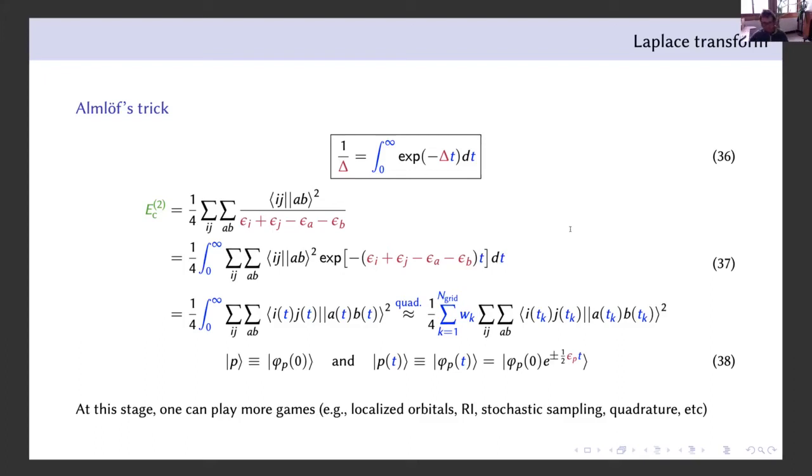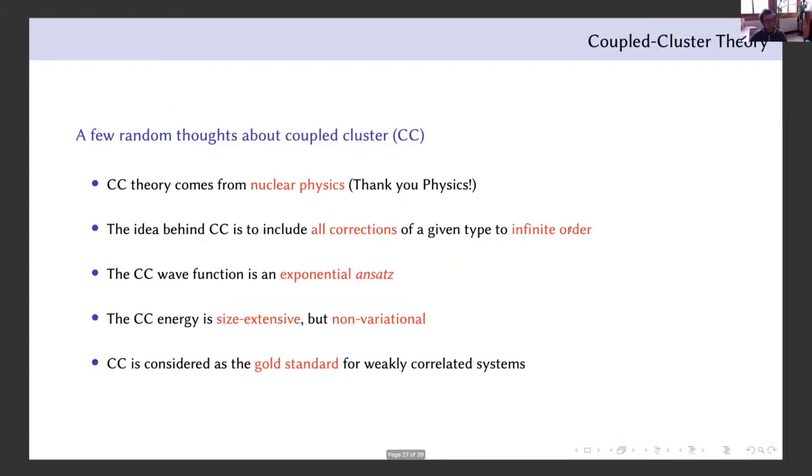Any other questions? Okay, cool. Now we can talk a little bit about coupled cluster. I think we're going to finish on this. It's going to take a while, so if you have any questions, please stop me, we have time.